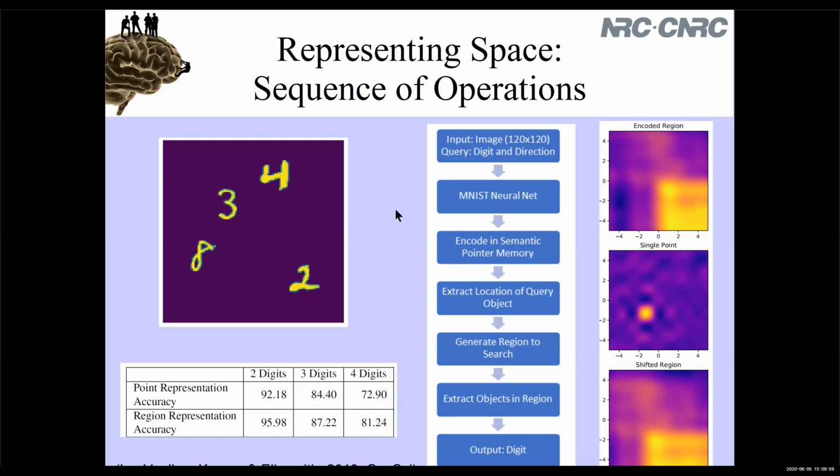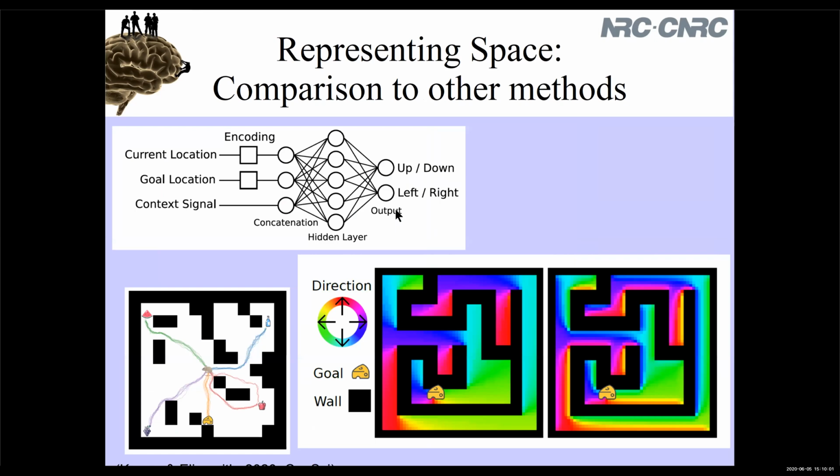And so that's one thing we can do with that. Another thing that we've done with this is, all right, let's do a more complex operation. In particular, let's do a more complex operation that lets us compare this representation to other representations.